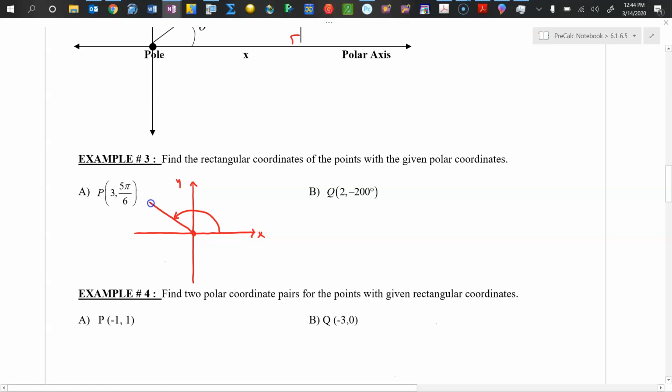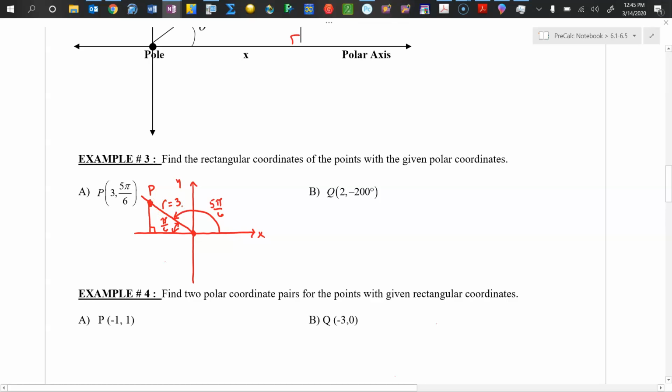We're going to draw the terminal side of our angle, and we're going to put a point on that that is 3 units away. So here is point P, 3 units away from the pole. If we were to draw the triangle that's formed with the x-axis, we could figure out the reference angle if we want. If our directed angle is 5 pi over 6, then our reference angle is going to be pi over 6, and we know that the hypotenuse of that right triangle is 3.